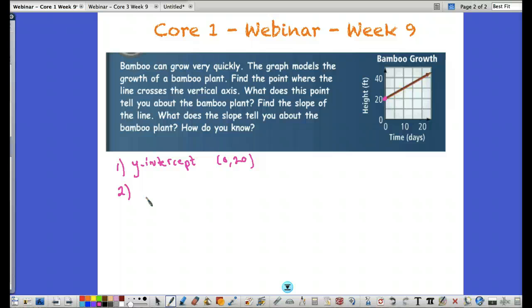So let's look at Kiona's, and then we'll look at Sarai's. Kiona says at 0 days the bamboo is 20 feet. So I want you guys to notice that she uses days in her answer and height, right? Feet. Okay, now look at Sarai's. Sarai says the bamboo plant height is 20 feet. So that was good because you used the height. You're only missing the time, and then your answer would be perfect.